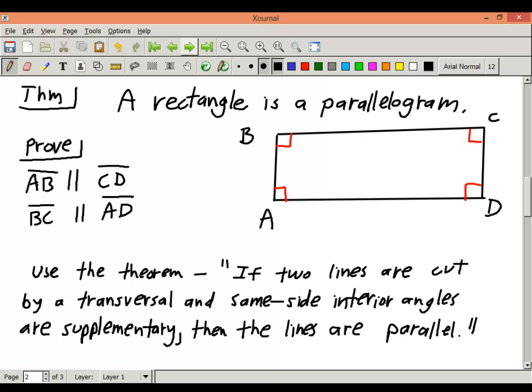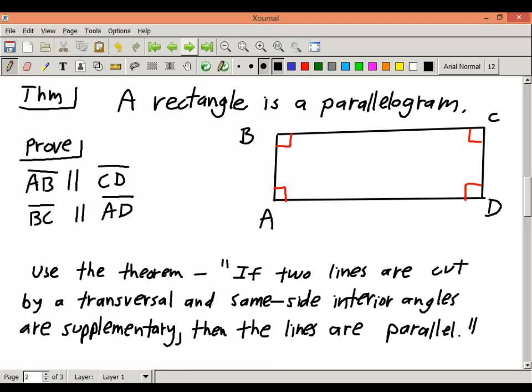Okay, the first of our two important theorems is that a rectangle is a parallelogram. That's actually more important than it sounds like, because once you show that a rectangle is a parallelogram, any theorem that regards parallelograms then applies also to a rectangle. So we're trying to prove that a rectangle is a parallelogram.